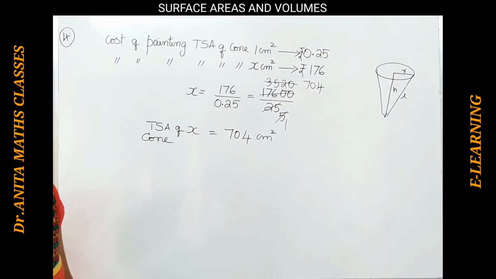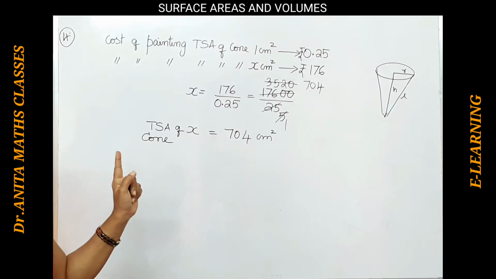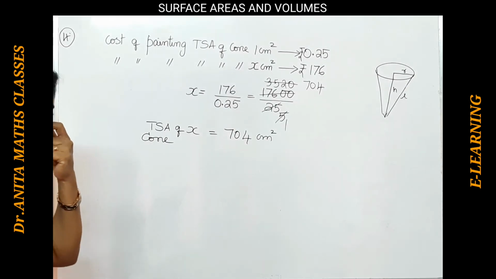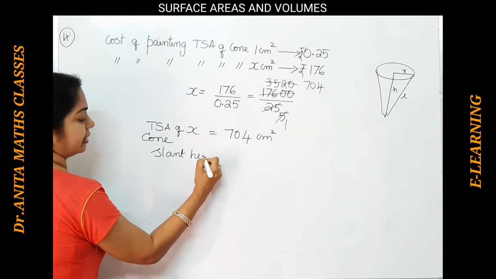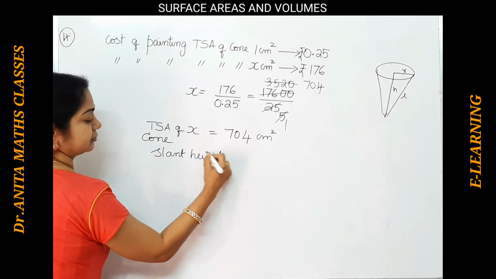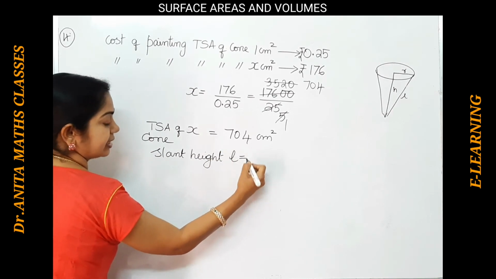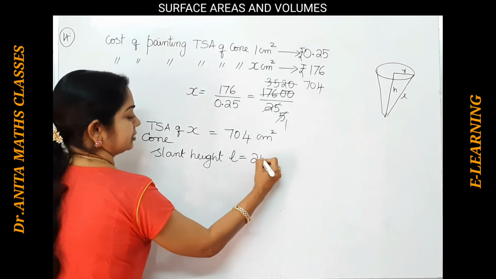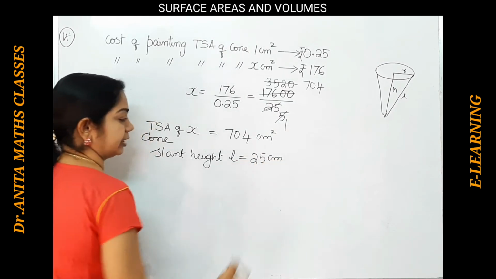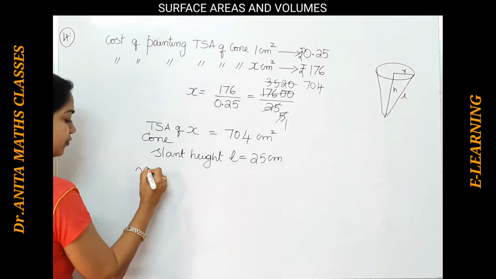What we need to find, the question is find the volume, and its slant height is given. Slant height L is given as how much? 25 centimeters, right? Okay, and we have to find the volume of the cone.